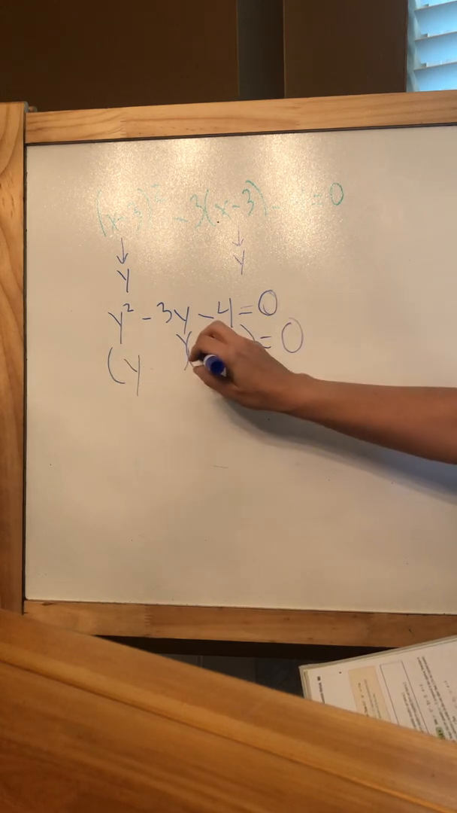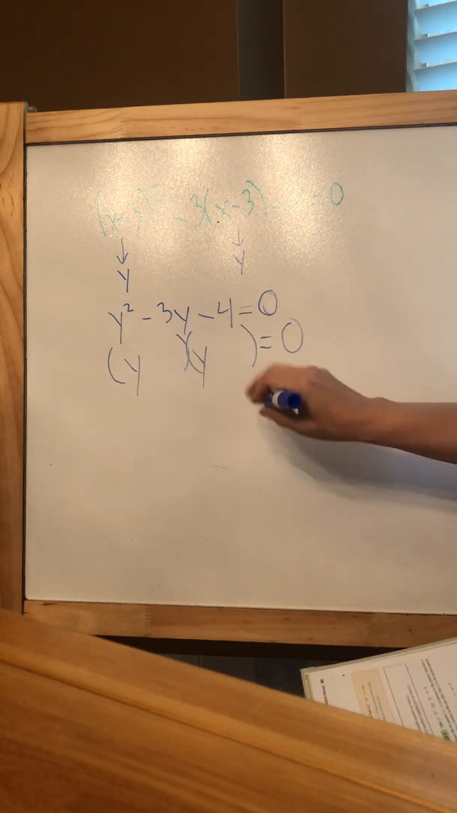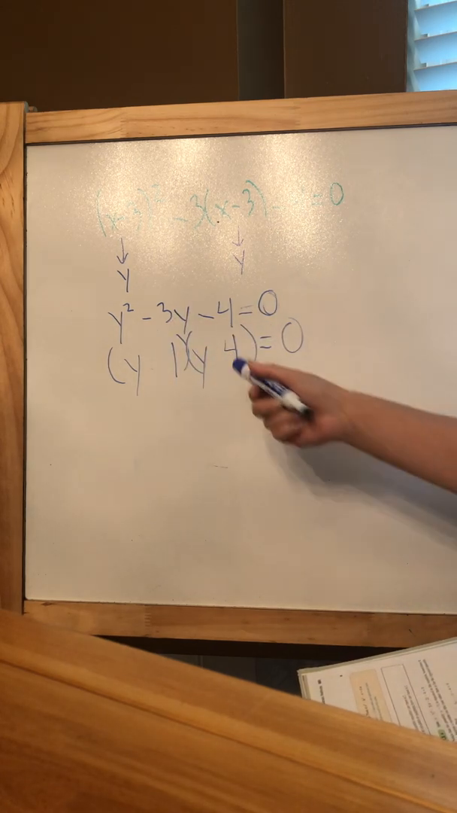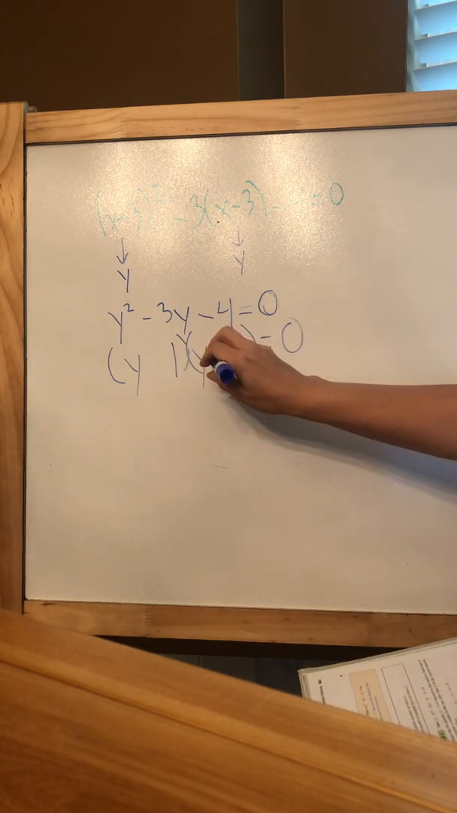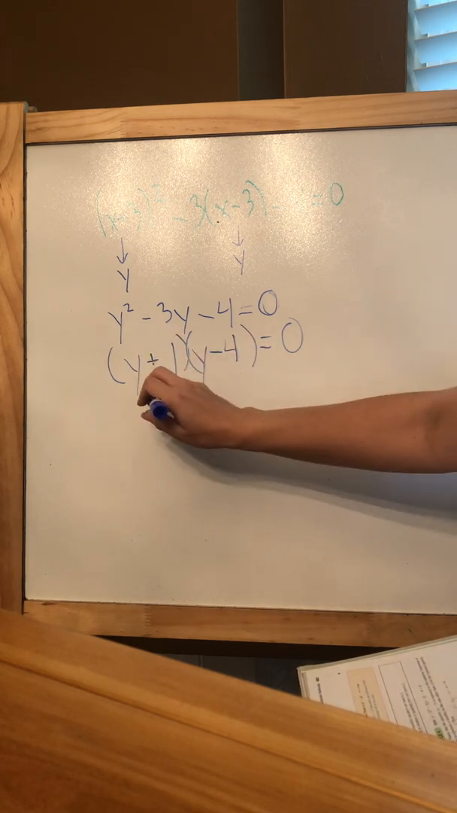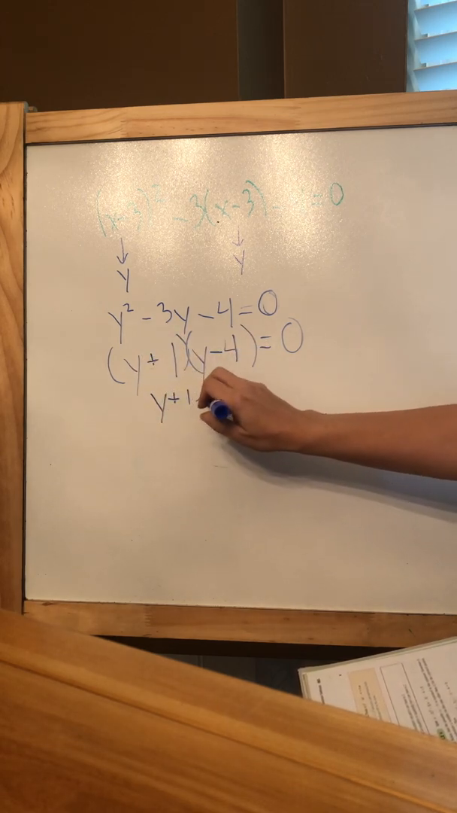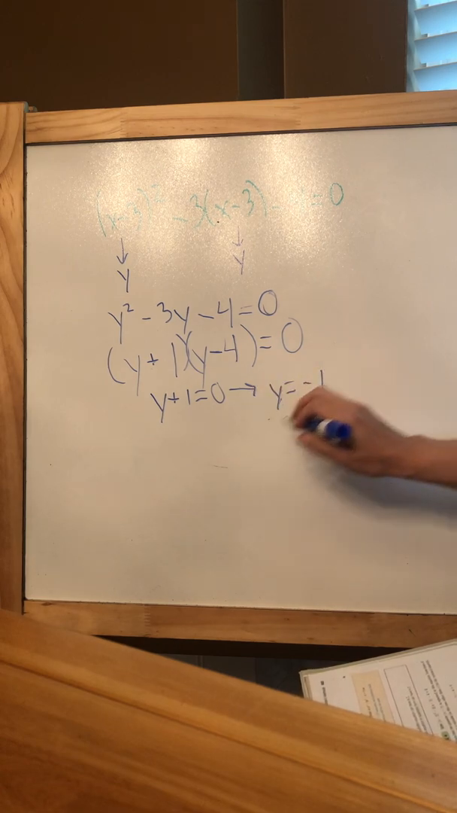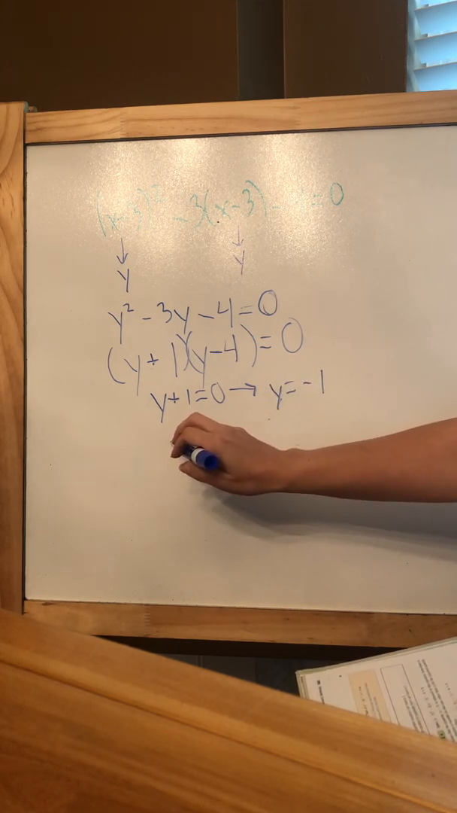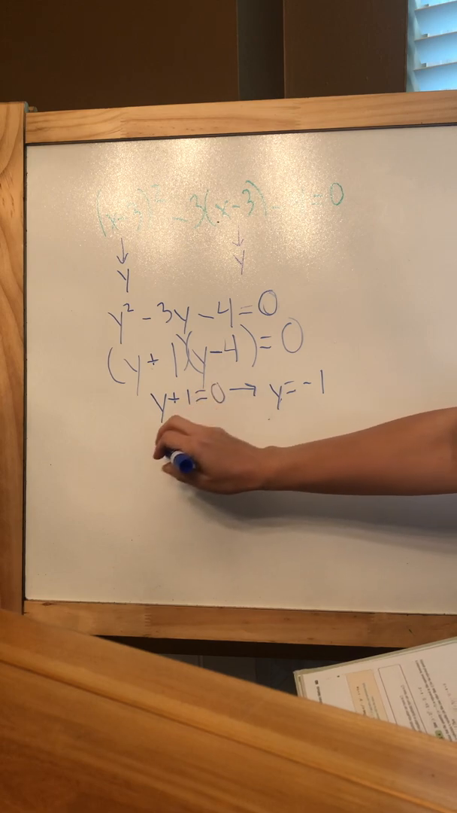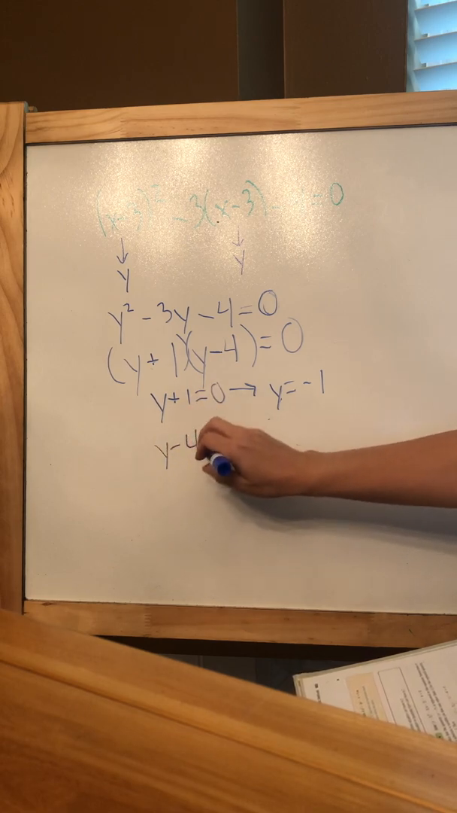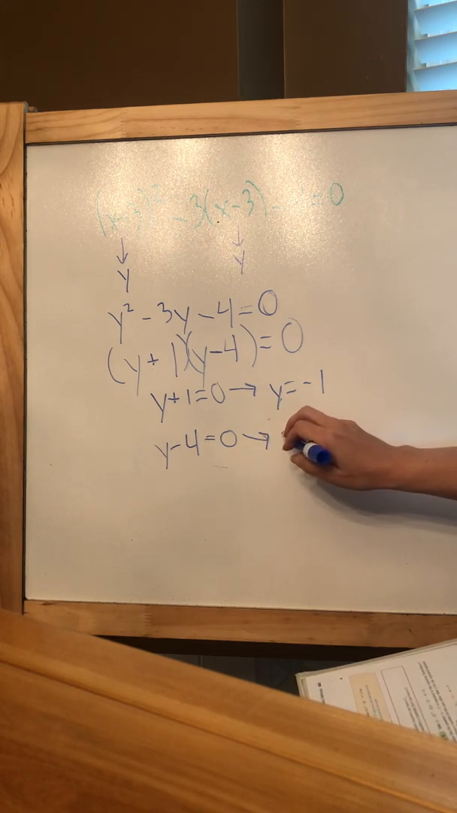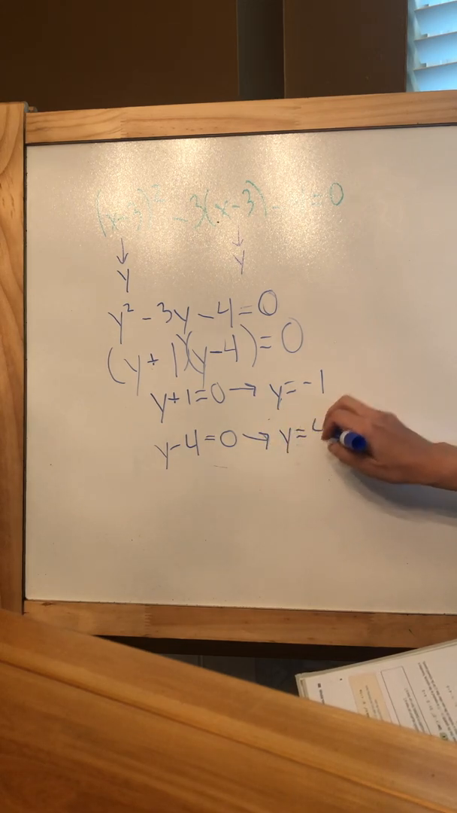Okay, bring your y down. And this is going to be what? 4 and 1. And this is negative, so we need to have a negative 4 and a positive 1. So then you say y plus 1 equals 0. So y would equal negative 1, or you could say y minus 4 equals 0, which would give you y equals positive 4.